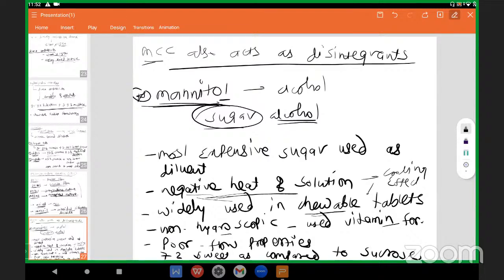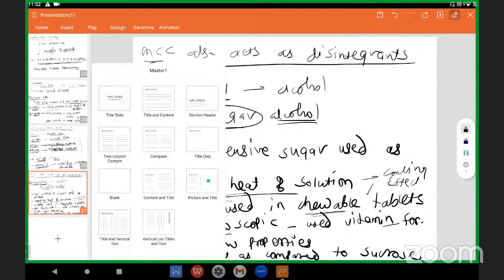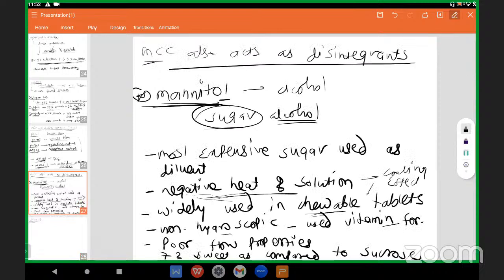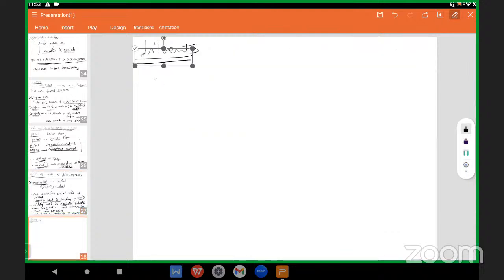So these are some of the examples that we will be using in the diluent category. Just enlist कौन से हमने देखे diluents. So sorbitol. Yes. Sorbitol. Your voice is not clear. What about sorbitol? Instead of mannitol, we can use sorbitol. Sorbitol is also we can use as a diluent.